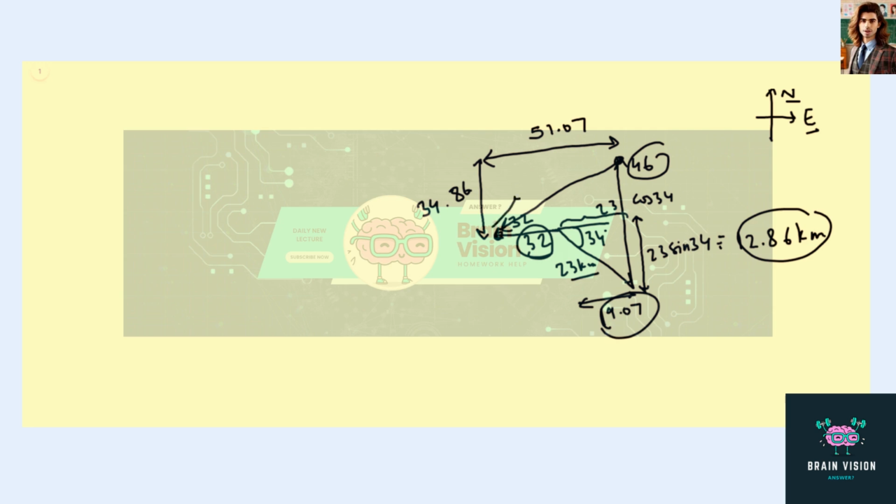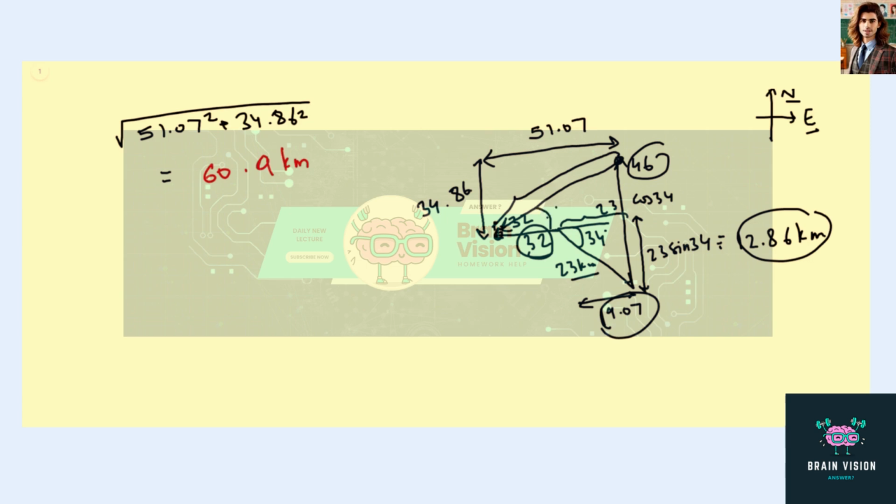Now we can find the distance of our final vector using Pythagoras theorem. It would be square root of 51.07 squared plus 34.86 squared. This turns out to be 60.9 kilometers. Now we also need to find the direction in which we need to go.